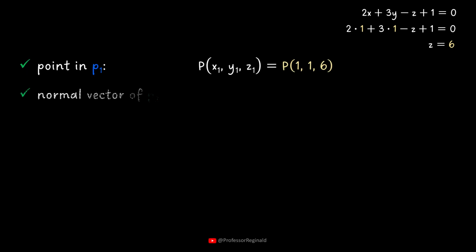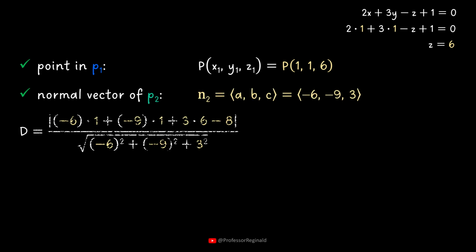Use the normal vector of the second plane. Substitute the coordinates of the point in one plane and the components of the normal vector of the other plane into the distance formula. Therefore, the distance between the two planes is 5 all over 3 times the square root of 14.